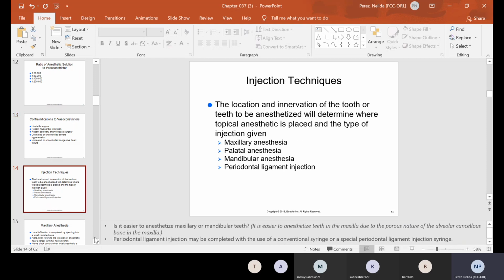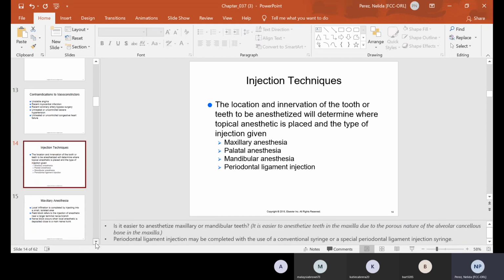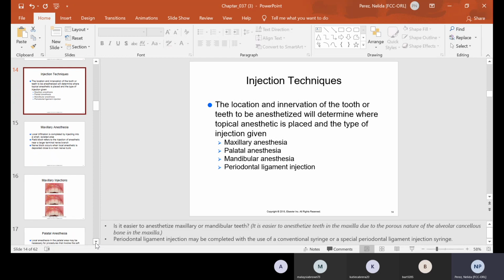This is why it's important to read the medical history and make sure that we're giving the people that have medical problems the right anesthetic. Because if not, we can have problems in our dental chair. And unfortunately, if we have any problems, we will have to call 911, and we don't want to do that. So please make sure you read the medical history.